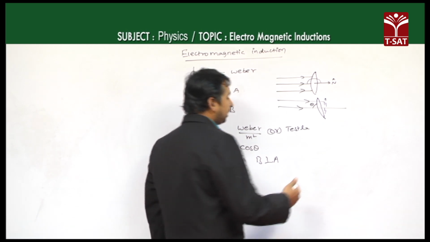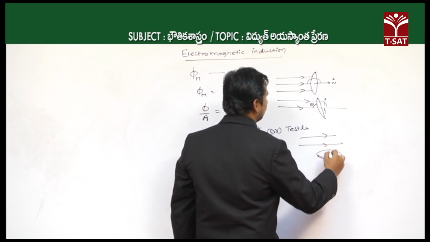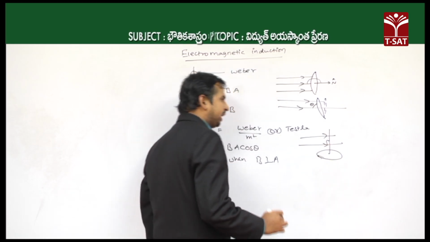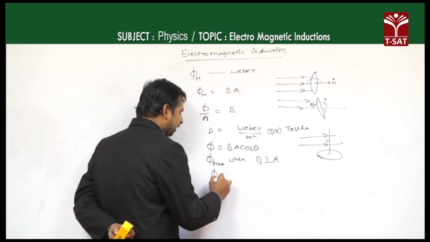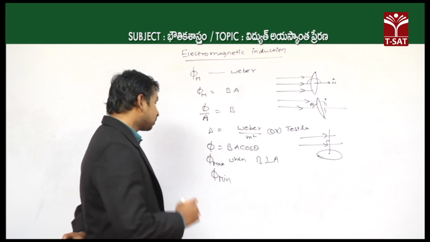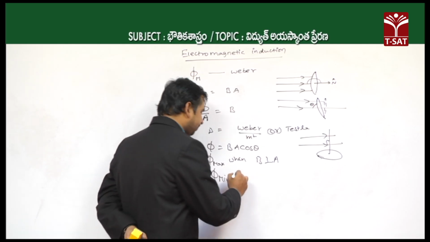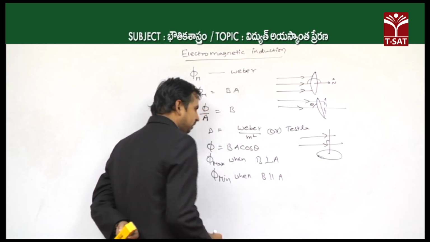But if the area is taken parallel to the field, the angle between the normal to that area and the field becomes 90 degrees. Then the cos theta value we have to take is cos 90, which is minimum. So the flux value becomes minimum when B and A are both parallel to each other.